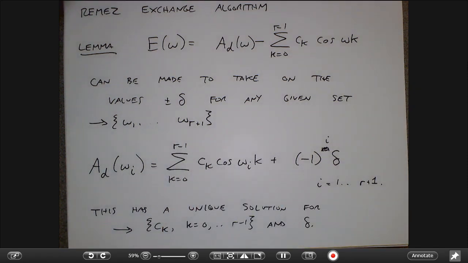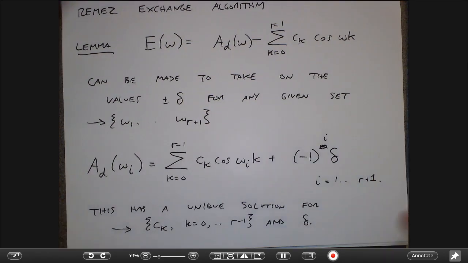So it's like saying, between 0 and pi, I can hypothesize that these r plus 1 frequencies are going to be the extremal ones. Then I solve for the c_k and for the delta, and I look and say, did that work? If it did work, I'm done. If it didn't work, then I guess some more frequencies. That's the mechanism we're going to take. I'm not going to prove this, other than to say that with r plus 1 givens and r plus 1 unknowns, I can make this work.